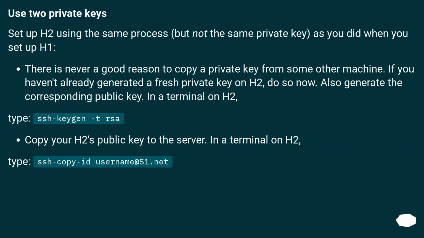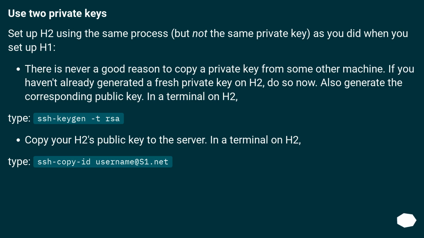Use two private keys. Set up H2 using the same process, but not the same private key, as you did when you set up H1. There is never a good reason to copy a private key from some other machine. If you haven't already generated a fresh private key on H2, do so now. Also generate the corresponding public key. In a terminal on H2, type ssh-keygen -t rsa. Copy your H2's public key to the server.